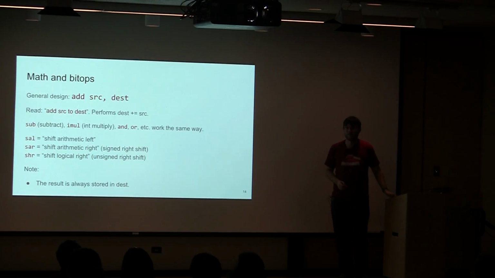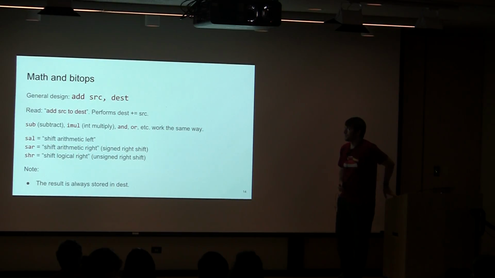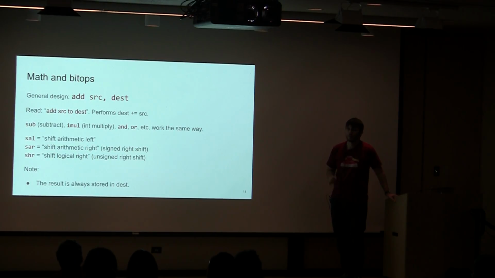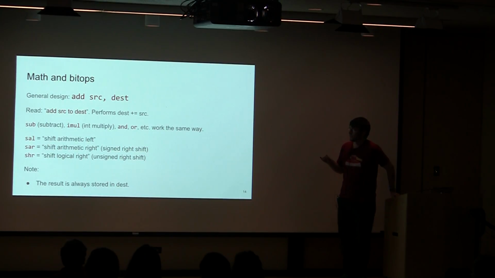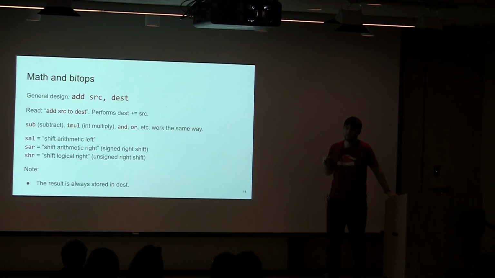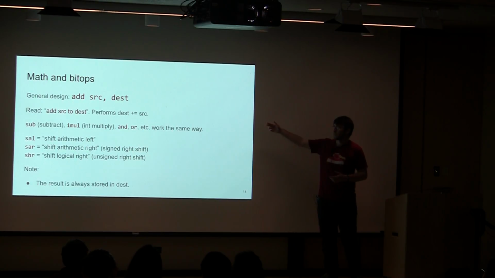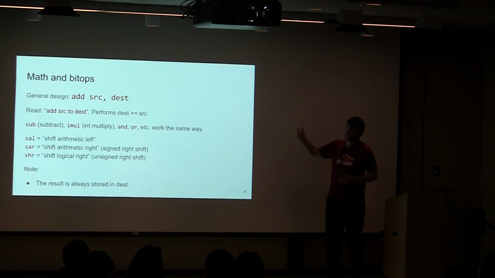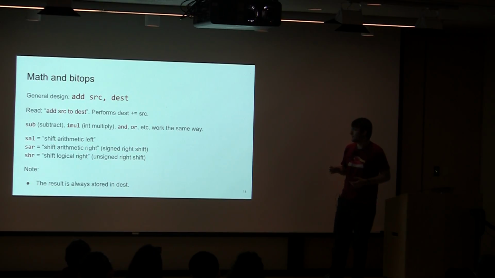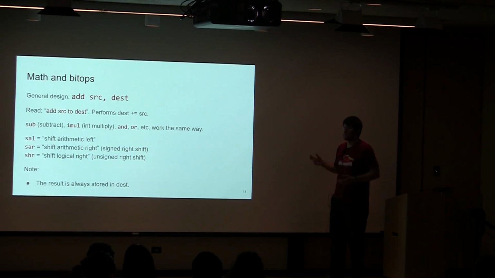Okay, other instructions. These are mostly pretty straightforward. Again, you give a source before a destination, and the result of something like an add or subtract is always stored in the destination. So it's like doing destination plus equals source. You can also subtract, multiply. There are bitwise operators, of course, and there are shifts.